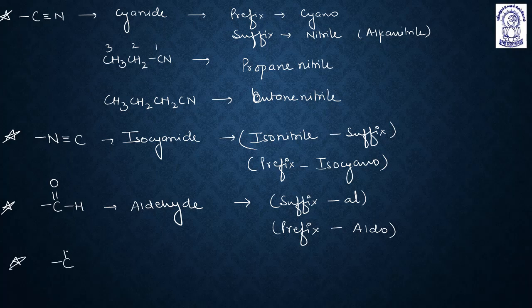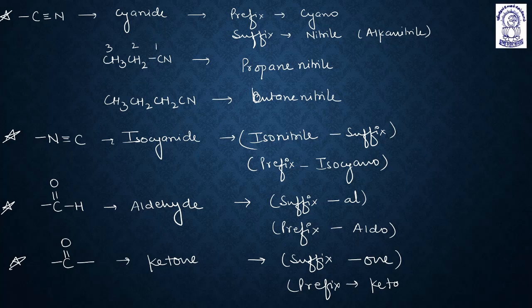Then comes ketone, the suffix is on, and the prefix is keto or oxo. Aldehydes are more reactive than ketones. The table which we are going through is the priority order table. The ones which are written above are more reactive, like isocyanide is more reactive than aldehyde, aldehyde is more reactive than ketone, cyanide is more reactive than isocyanide, like this way. Okay.